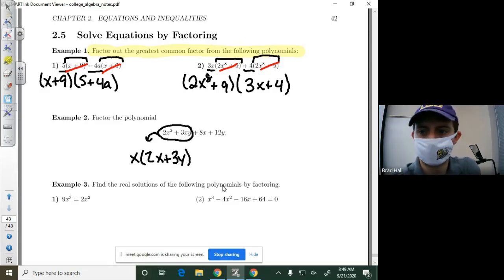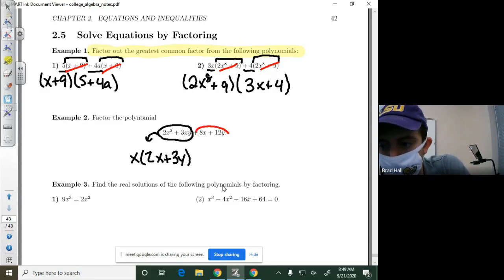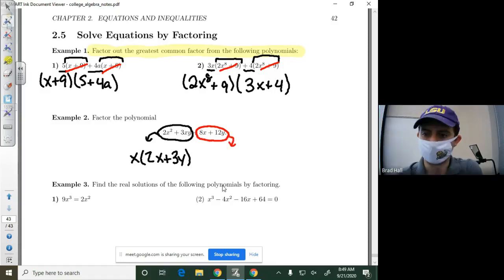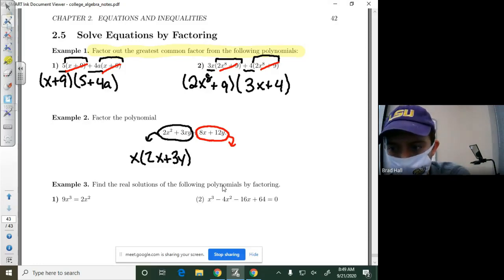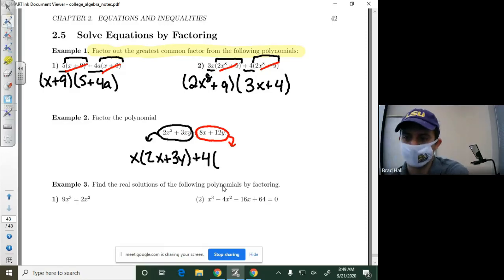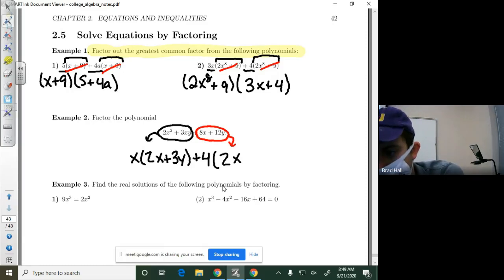All right, so do the same thing for the next one. We group these 2 together. So what do they both have in common? They seem to both have a 4, because 4 goes into 8 and 4 goes into 12. So it's not a variable that they have in common, it's a number. So we're factoring out plus 4. Dividing out 4 from 8, that's 2x plus 3y.